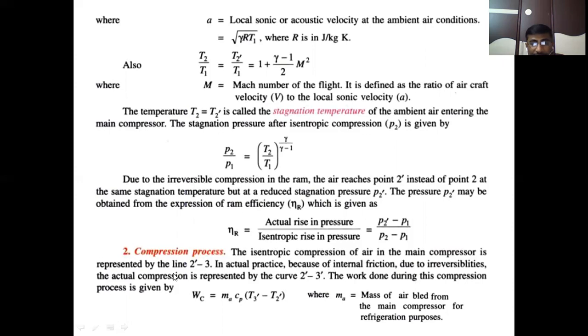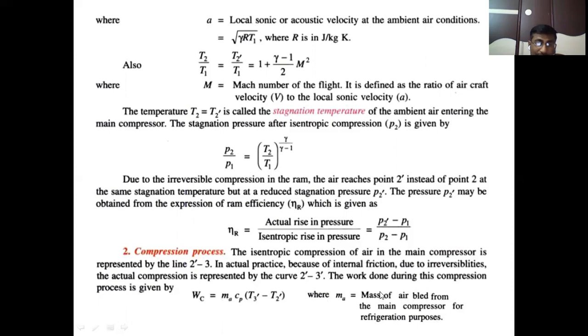The work done during this compression process is given by m Cp delta T across the compressor. Here m_a is the mass of air bled from the main compressor for refrigeration purpose, Cp is the specific heat of air, and the temperature difference is T3 dash minus T2 dash. T3 dash is the temperature of air after compression, and T2 dash is the temperature of air before compression.